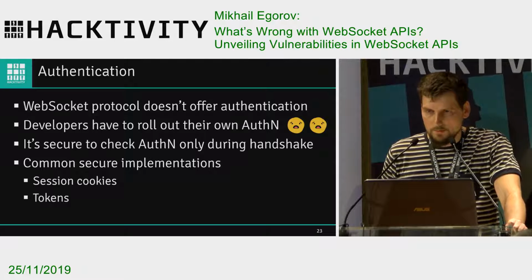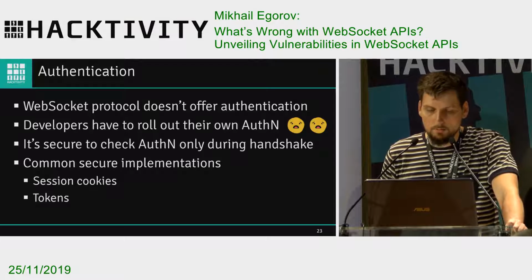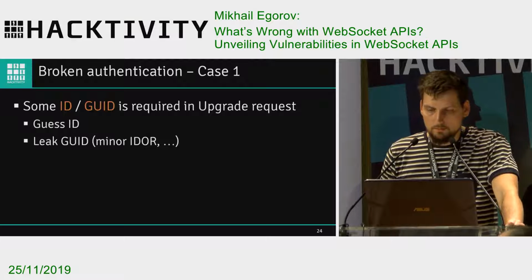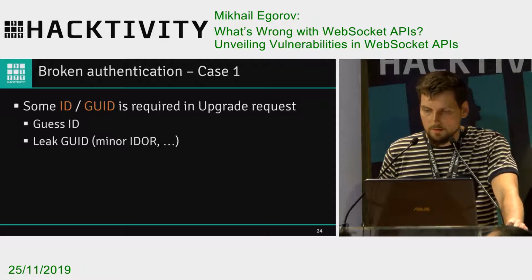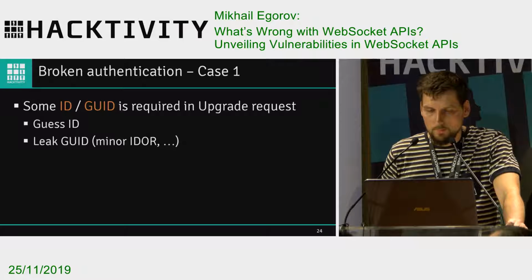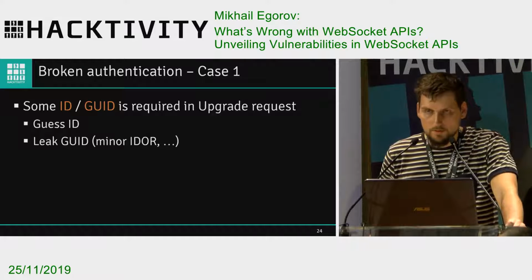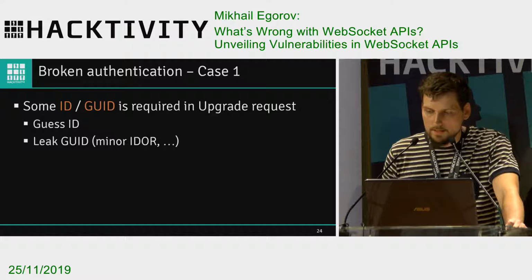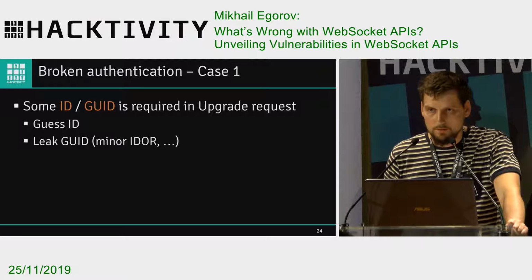And common secure variants of authentication are using session cookies or some form of authentication tokens. Now let's look at two cases of broken authentication I observe in bug bounty programs quite often. The first case is when some ID or globally unique ID is required during an upgrade request as a URL parameter or header. This ID or GUID represents a user or tenant. If you know that value for another user, you can impersonate him for the WebSocket API. And sometimes you can guess the ID or leak it somehow, for example, through a minor insecure direct object reference bug somewhere in the web application.